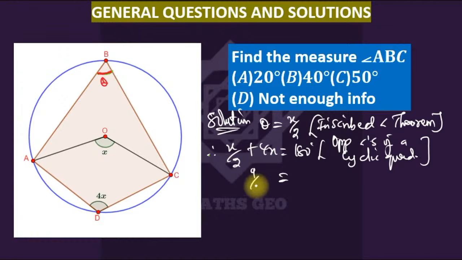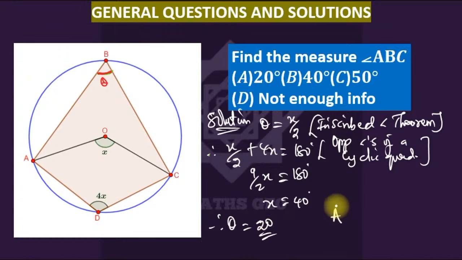So this is 9 over 2 x equal to 180, and 180 divided by 9 over 2 gives x as 40. But we are not asked to find x, we are asked to find theta, which is x over 2. Therefore theta is 40 over 2, which is 20. So that is the answer.